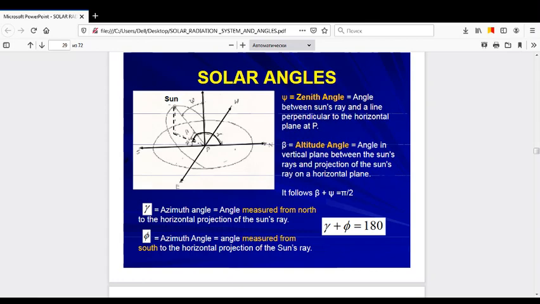Now in the figure we can say that, from south to north, the angle formed between the perpendicular and the sun's incident rays is called the zenith angle, and beta, the angle between the horizontal axis from the sun radiation to the surface, is called the altitude angle.